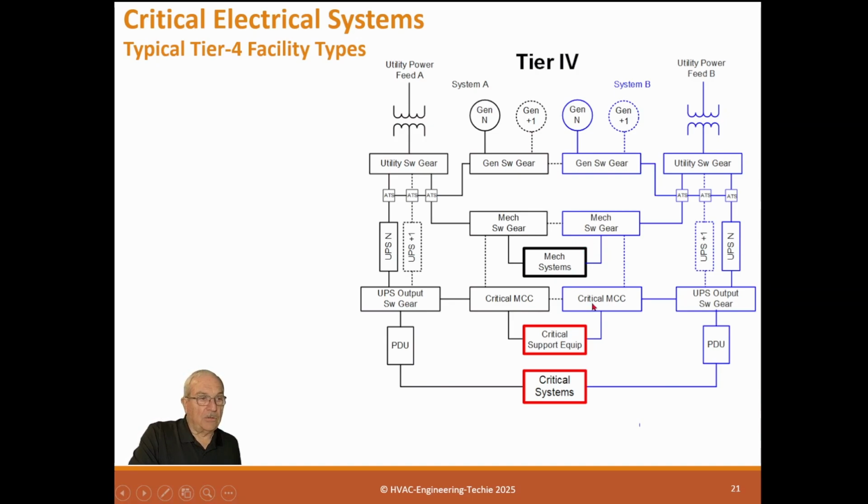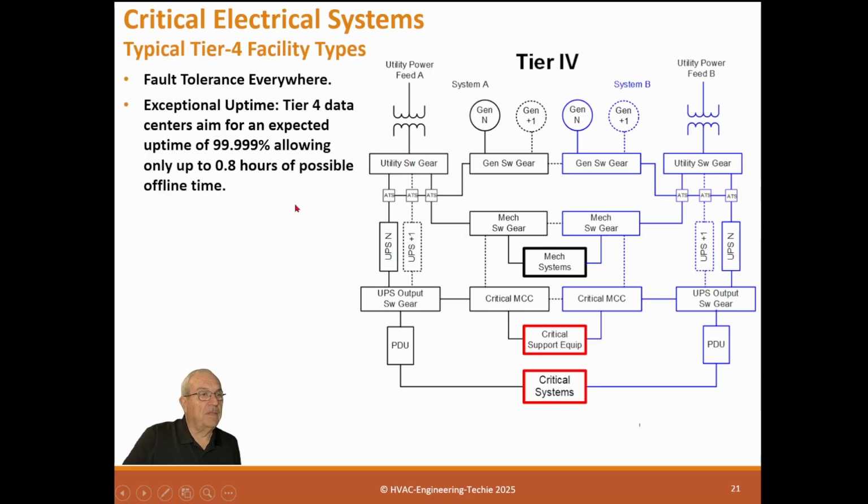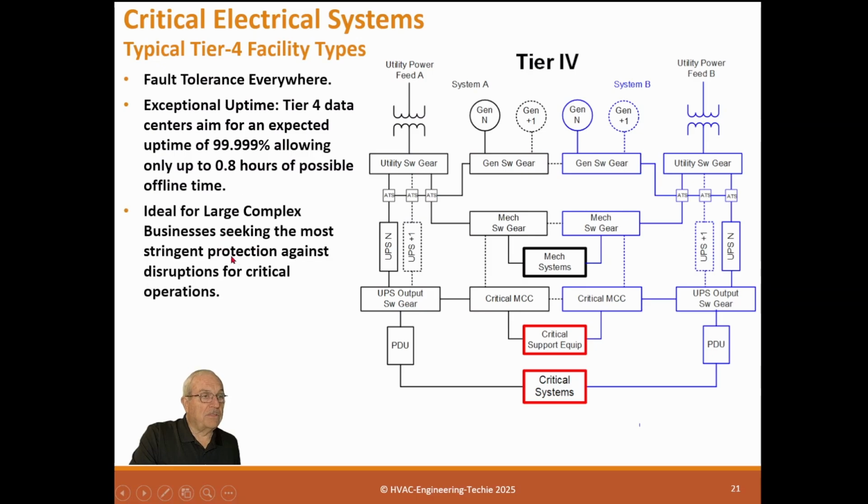We could probably get a little crazier if we had to, but mainly this is a really, really exotic data center system. It's fault tolerant. You can't have a fault here. If one thing faults, it can switch over to the standby side, and it won't be a problem. Exceptional uptime. Tier 4 data centers aim for an expected uptime of 99.999%. Maximum 0.8 hours downtime. Ideal for large, complex businesses seeking the most stringent protection against disruption for critical operations.